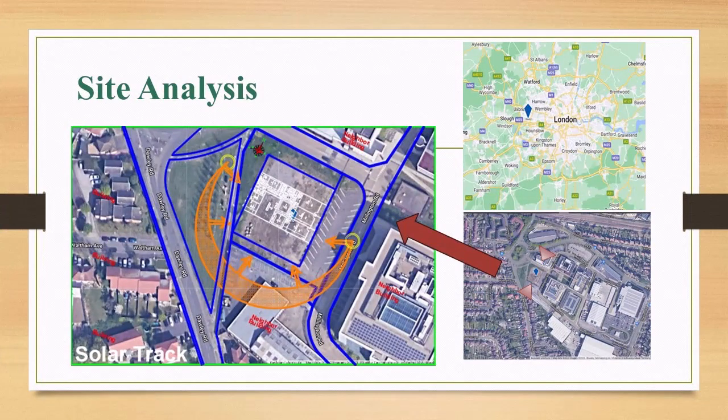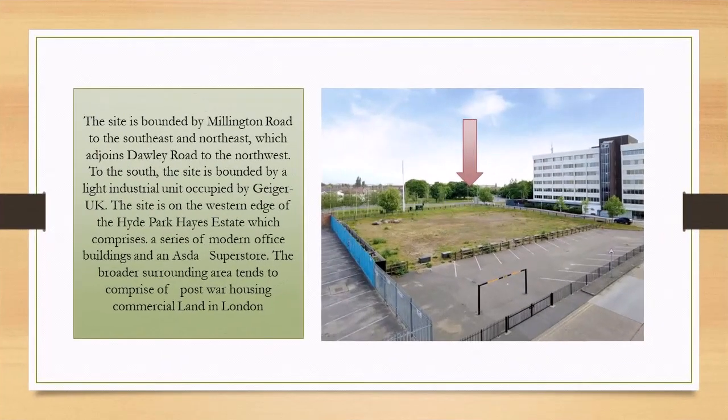Site analysis. The site of the project is located in London. The site is bounded by Millington Road to the southeast and northeast, and near Dowley Road to the northwest. To the south, the site is bounded by a light industrial unit, and the site is on the western edge of the Park Heights estate, which comprises a series of modern office buildings and an Asda superstore. The broader surrounding area tends to comprise post-war housing and commercial land in London.